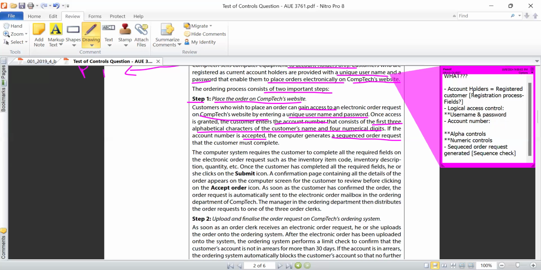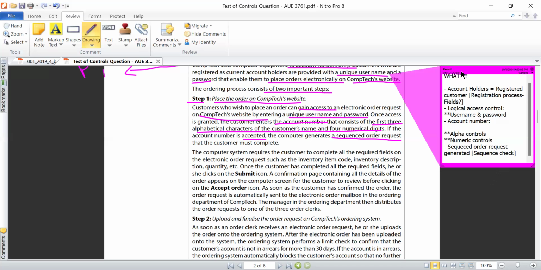So already I know concerning the account holder, there's a procedure to perform. Concerning logical access control, that's another procedure. Concerning the account number, that's another procedure, still dealing with alpha controls, alphanumeric controls. Sequence, order request generated, I'm going to perform another procedure. So we've got approximately 3 or 4 procedures already just by looking at this information that we've just read.